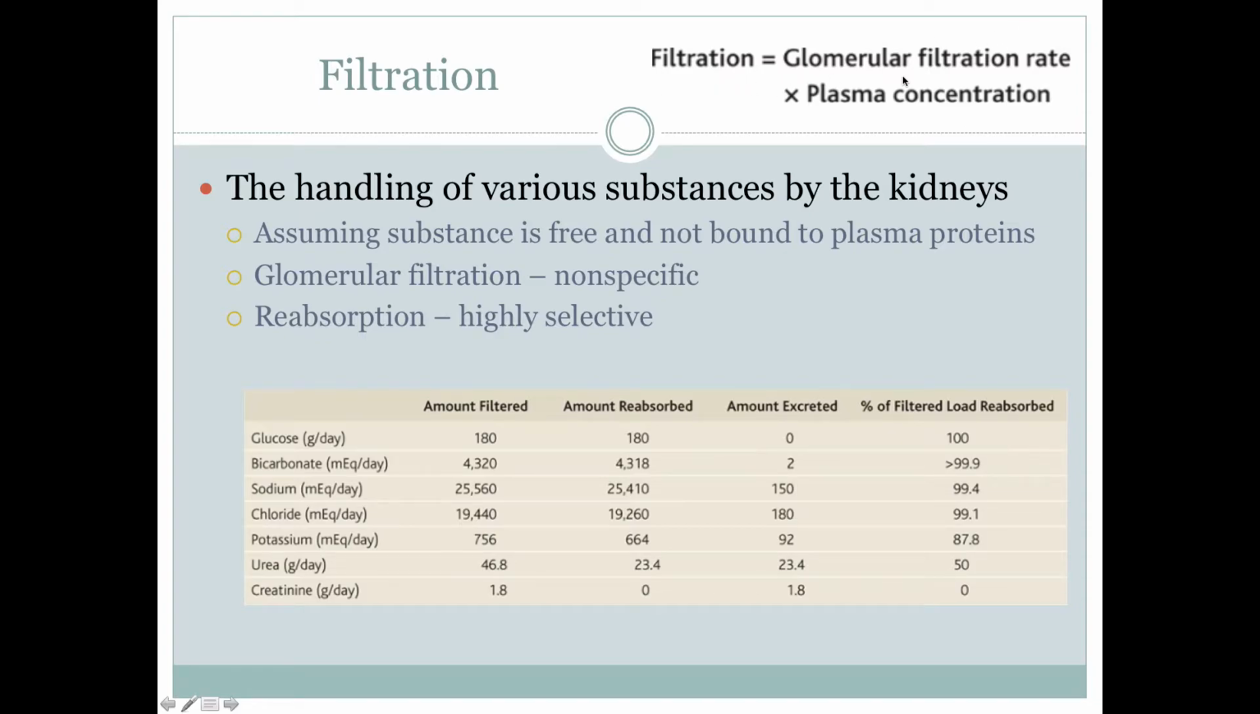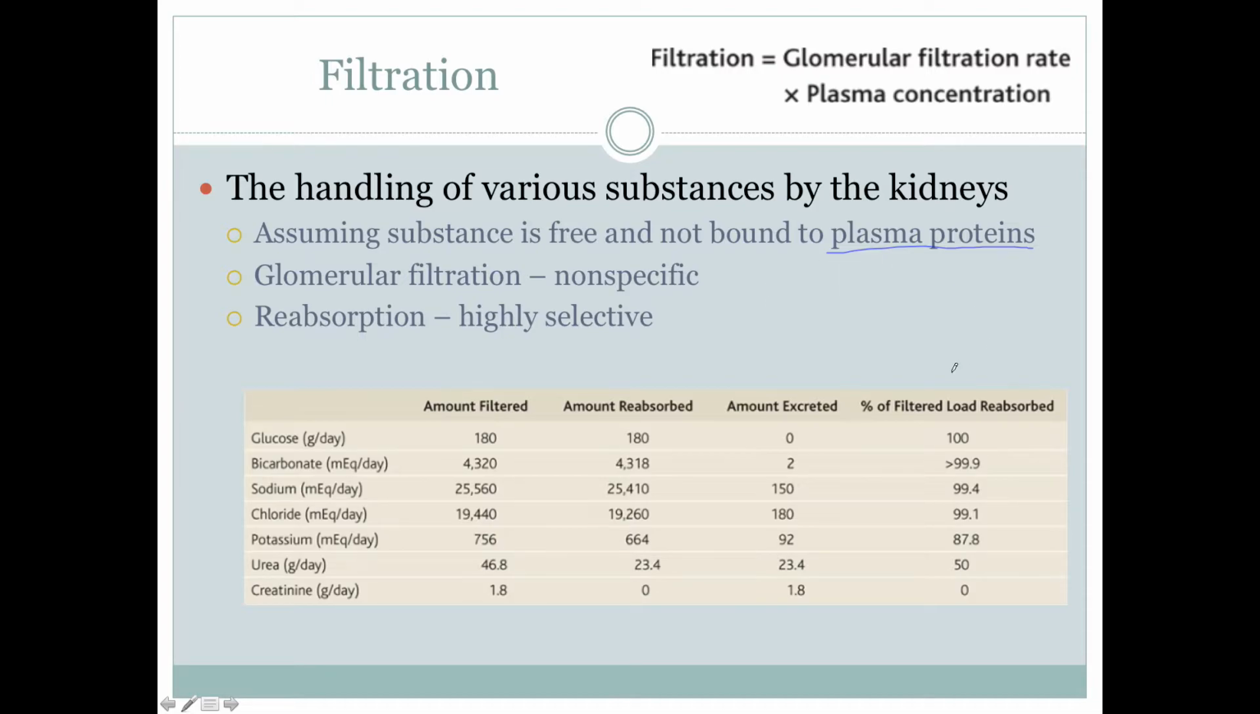So this filtration is determined by the rate or the pressure of fluid in the glomerulus. We call that the glomerular filtration rate, and it's also affected by the plasma concentration of that substance. So we're assuming that things are free and not bound to plasma proteins, because we do know that drugs and hormones can bind to things like albumin, and albumin shouldn't be filtered, right?